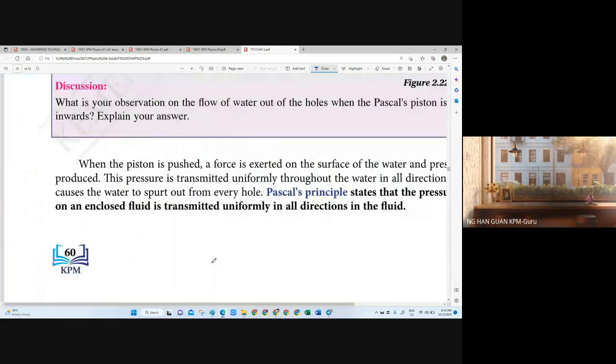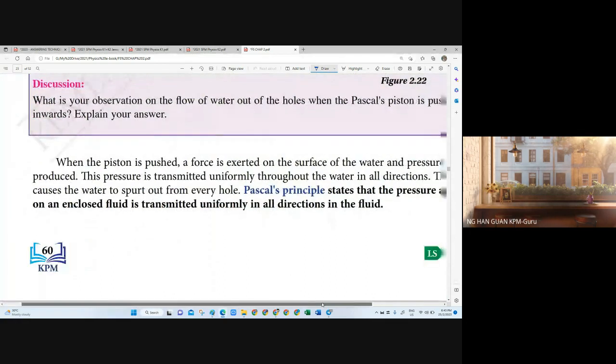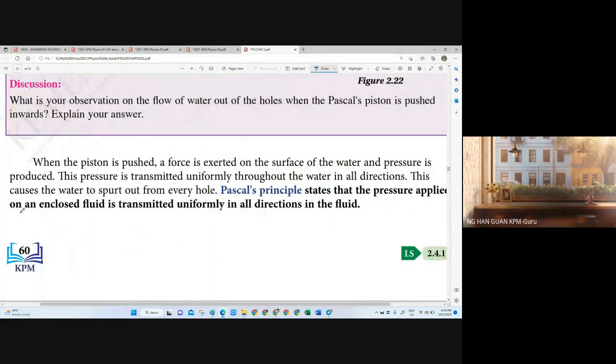What is stated by the Pascal principle? It states that the pressure applied on the enclosed fluid system is transmitted uniformly in all directions. Transmitted uniformly in all directions doesn't mean that it is divided through the various values. It's not like that. It means that every part in the enclosed fluid system will experience the same pressure that is applied.